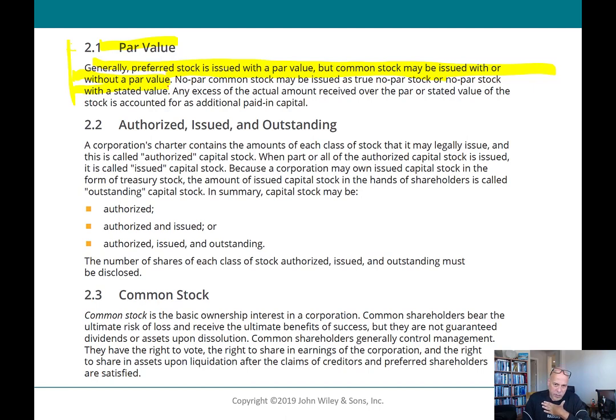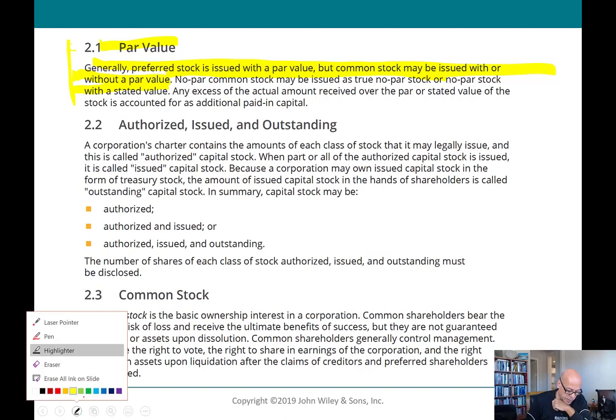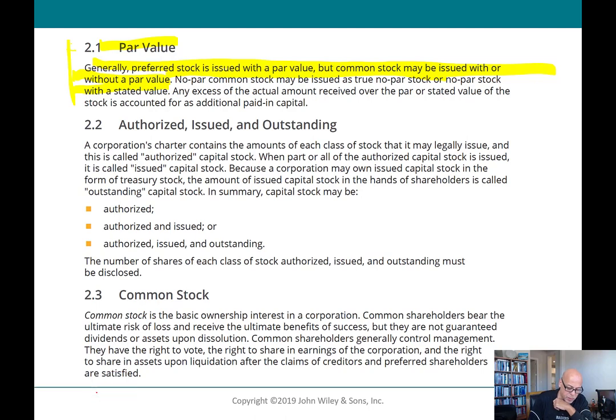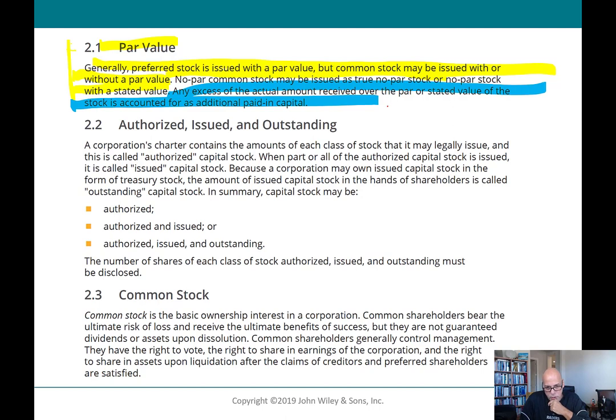It's our job as accountants, once we know the nature of the stock, to figure out how we account for that transaction. So we have no par, true no par, where there is no stated value, or no par with a stated value, in which they'll call out a stated value. Any amounts paid in excess of par or in excess of the stated value is called additional paid-in capital. Sometimes they're very long-winded but very descriptive: additional paid-in capital in excess of par.